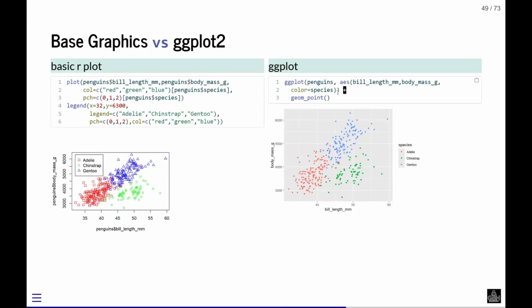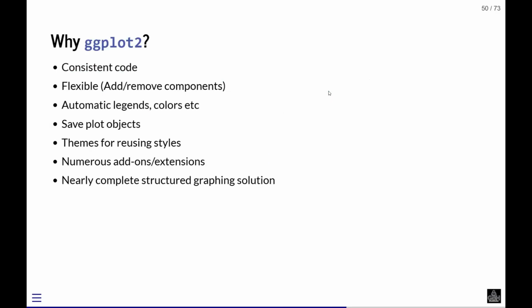So in the previous line, we added a column. We will see that in a minute. It creates automatic legends. It lets you save a plot as an object, which you cannot do with base plot. It has numerous extensions, and it is a complete graphics solution right now.